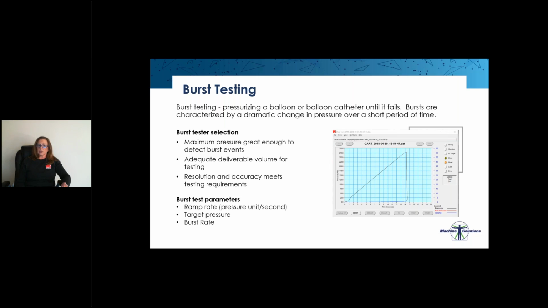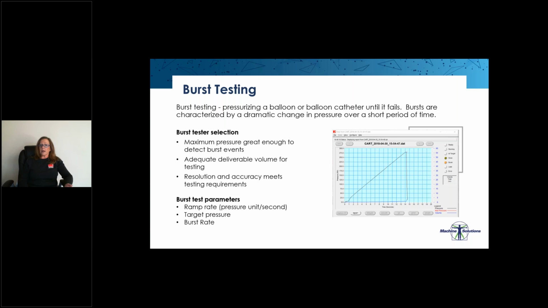Burst test parameters to consider when we're developing a burst test include our ramp rate, target pressure, and burst rate. When we're selecting our ramp rate, it's usually dependent on the type of product that we're testing, as well as maximizing our test time. For instance, if we're testing a catheter with a very small lumen, we're going to need to select a slower ramp rate due to flow restriction.